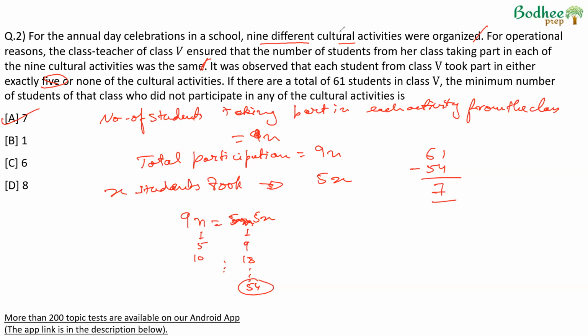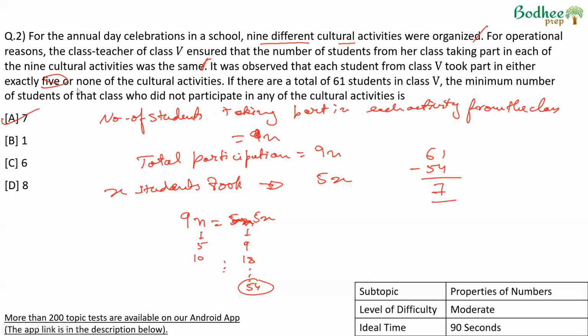Now, in terms of level of difficulty, I would say this is a moderate level of difficulty question. But once you figure out that we just have to find possible solutions for 9n equal to 5x, it becomes easy, or at least the solving time will not be high.